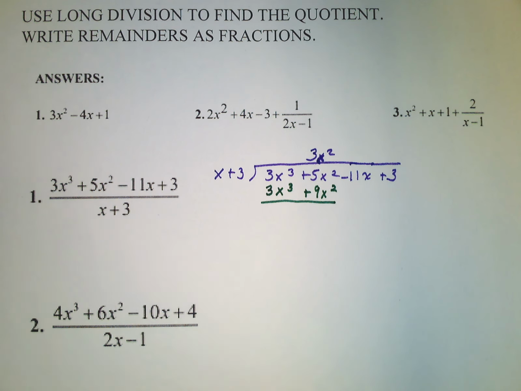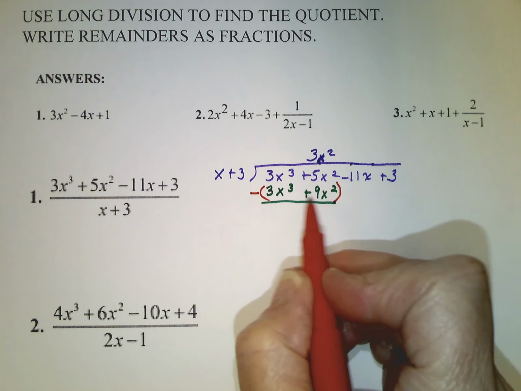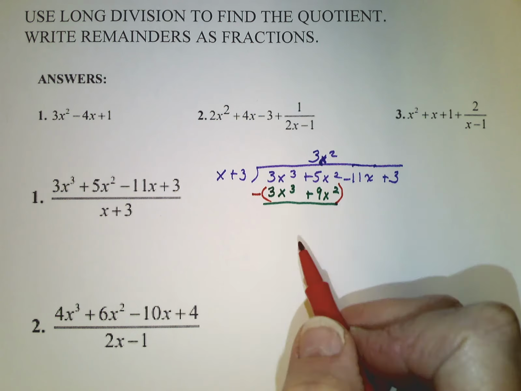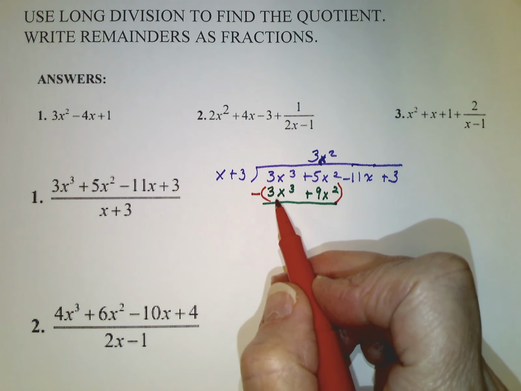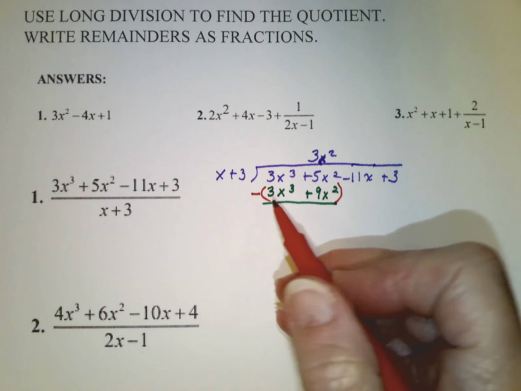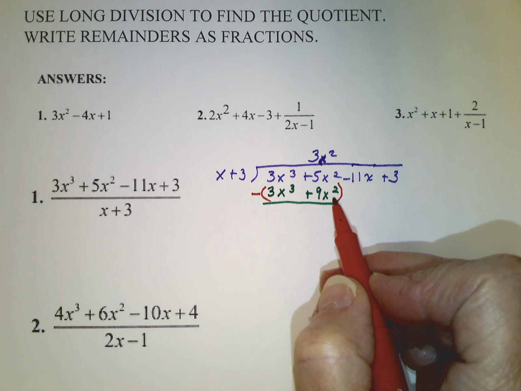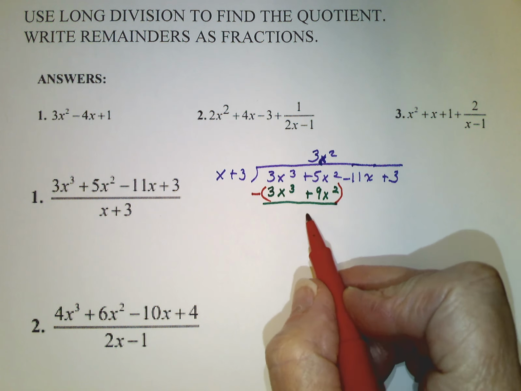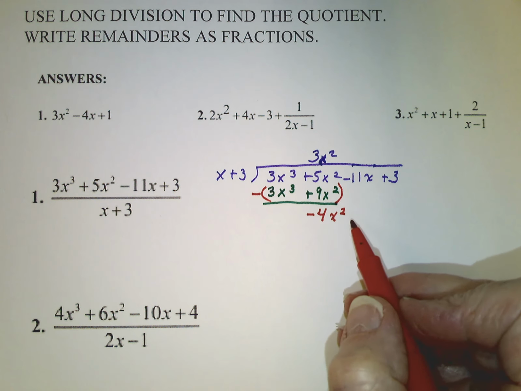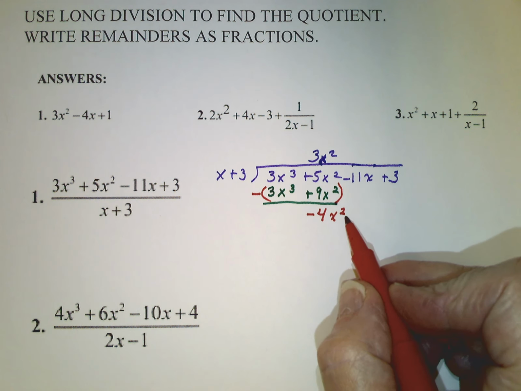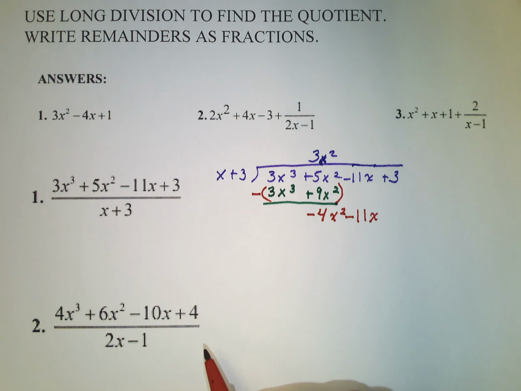And the next step, the one that we've got to be careful with, is the subtraction. I strongly recommend parentheses. So these first 2 should cancel out when they subtract. And then we have 5x squared subtract 9x squared. Well, that's going to come out negative 4x squared. And then bring down the next term and keep dividing.